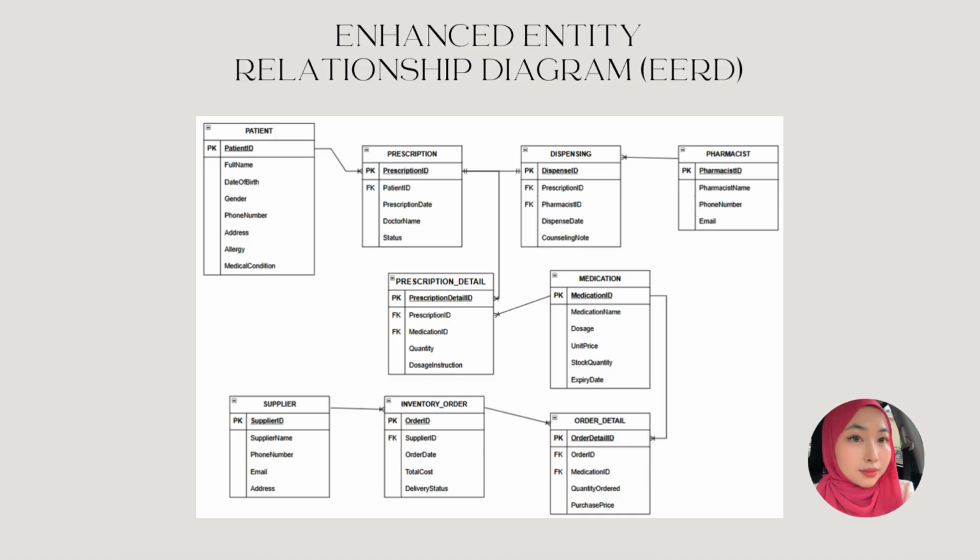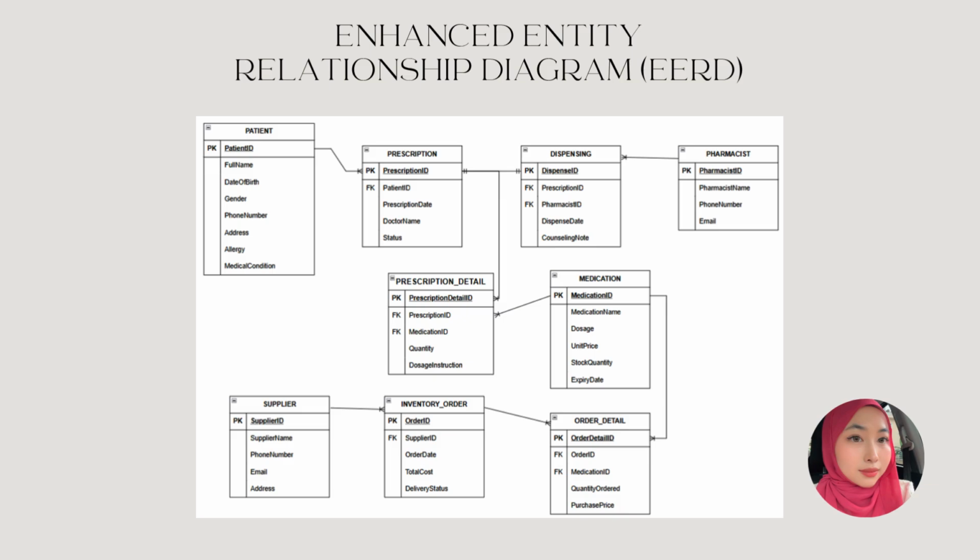The second one is the medication and dispensing module. To avoid duplicates of medication data, the bridge entity prescription detail is used to store specific medication quantities and dose. Meanwhile, the dispensing entity records the medication delivery date and counseling notes confirmed by a pharmacist.